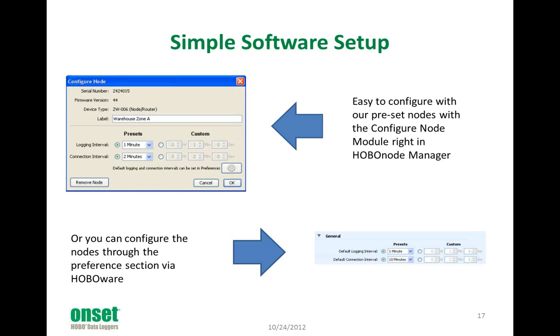The logging interval represents how often the node will take that temperature and store it in its buffer memory, and the connection interval is representative of how often it will actually send that information back to the receiver. You can either do that right through HOBOnode Manager, or you can go through the preferences section of the HOBOware software and set up the interval that way as well, however you feel most comfortable working with the software.